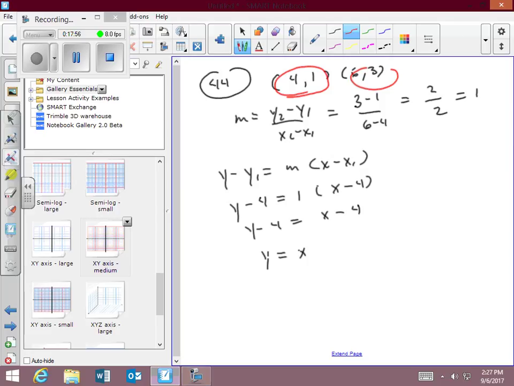And why did you use 4? That one was easier. You can use either one. You could use the 6, 3, and you'd get the same answer. It's just that the 4, 1 are smaller numbers to deal with. That's a good question. Either number should give you the same answer if you do it correctly. It will not make a difference.